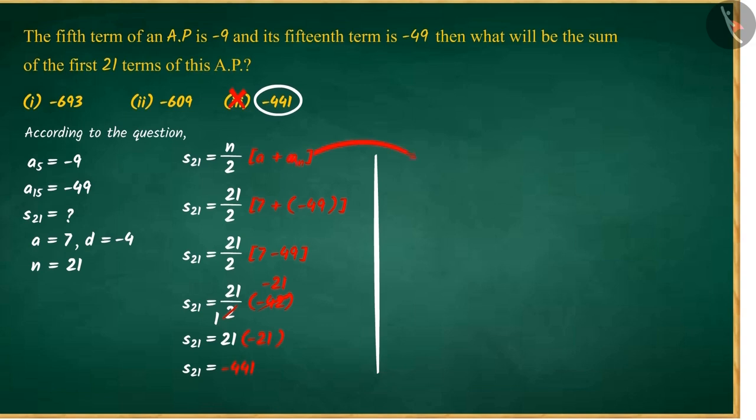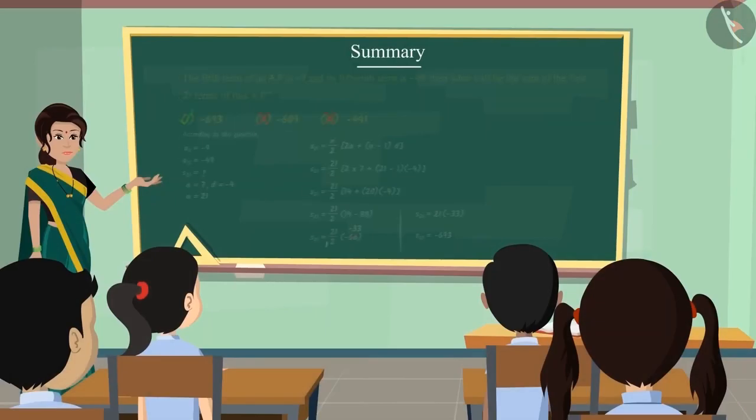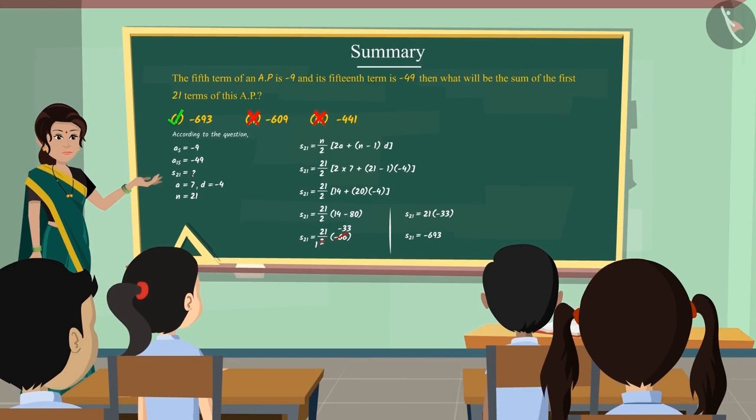You forgot that we have to find the sum of 21 terms of the arithmetic progression. So it is not a15 in place of an. Instead, we have to find the value of a21, because of which your answer was incorrect. So hopefully, you must have understood why the first option is correct and the rest are incorrect. Teachers can also test the knowledge of students in class with the help of such examples.